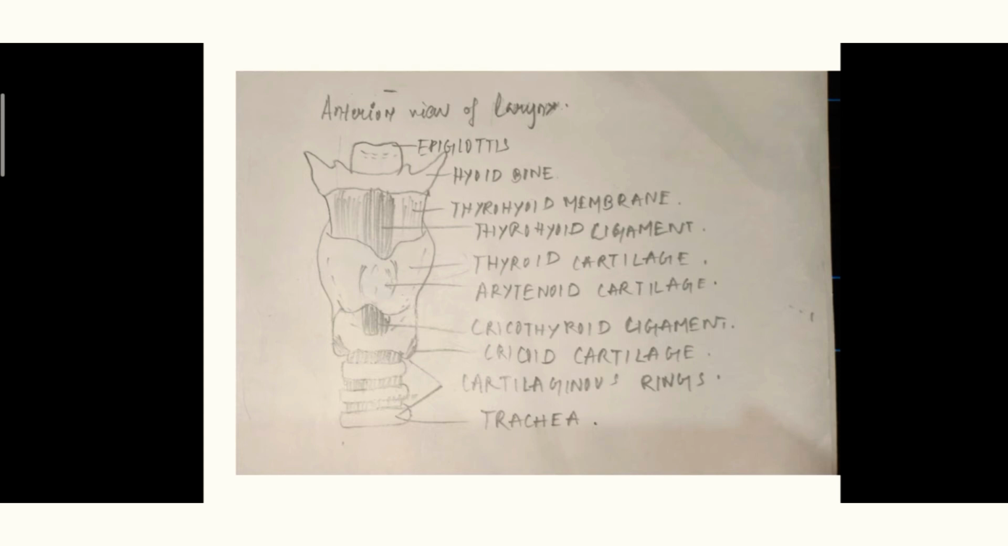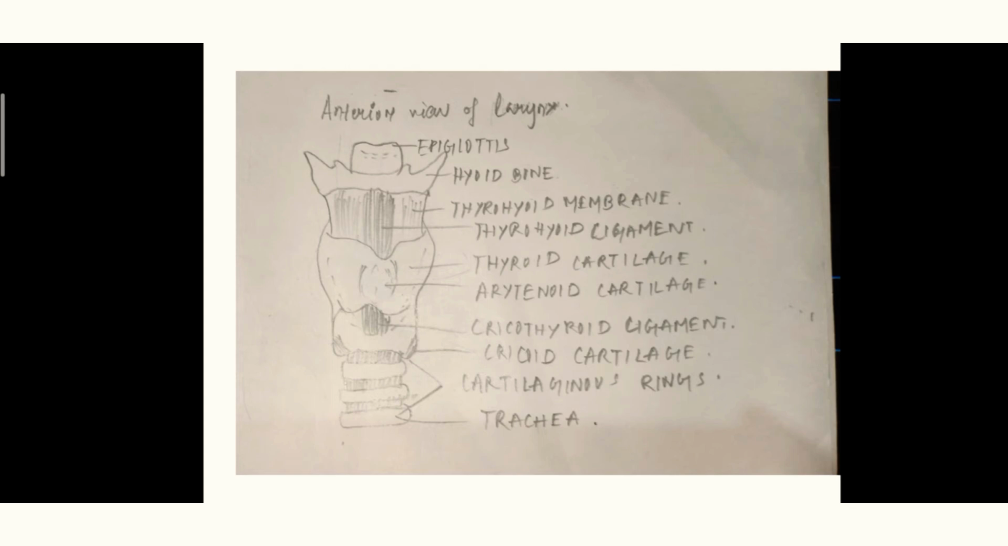Remember guys, it is an important line. The vocal cords are made up of yellow elastic tissue covered by a non-keratinized stratified squamous epithelium. The trachea is lined by pseudostratified ciliated columnar epithelium bearing glandular cells which are mucus glands.